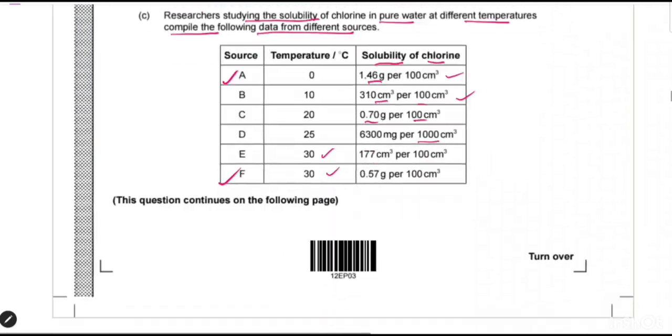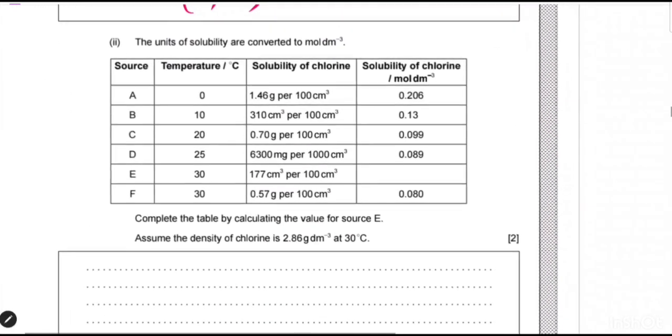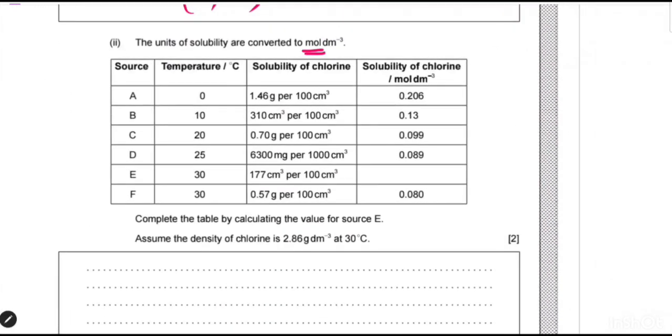Part C, C1. Next is the units of solubility are converted to mole per dm cube. Now I am converting all the units to mole per dm cube, and we converted these units of solubility from gram per 100 centimeter cube to mole per dm cube. When I am converting them, the part E is not converted. It is 177 centimeter cube of chlorine per 100 centimeter cube of the solution or water. Now I have to convert it into mole per dm cube.